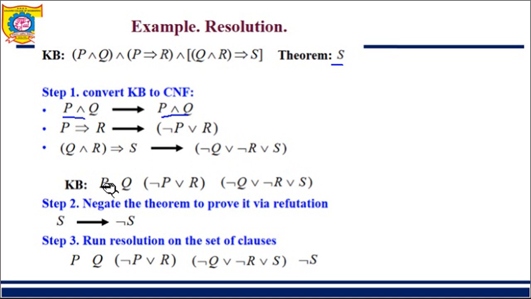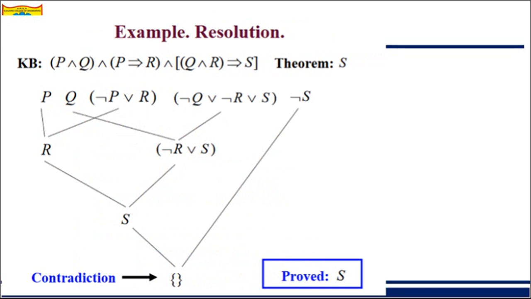This is clause 1. We don't have to write the and signs; remove and signs, just take all the clauses. P is one clause, Q is the other clause. This is the other, and this is the other. Now what to do? Add one more clause. What is that? Negation of S. So negation of S we are adding, and finally we got the set of clauses. So we are having total 5 clauses in our set of clauses.